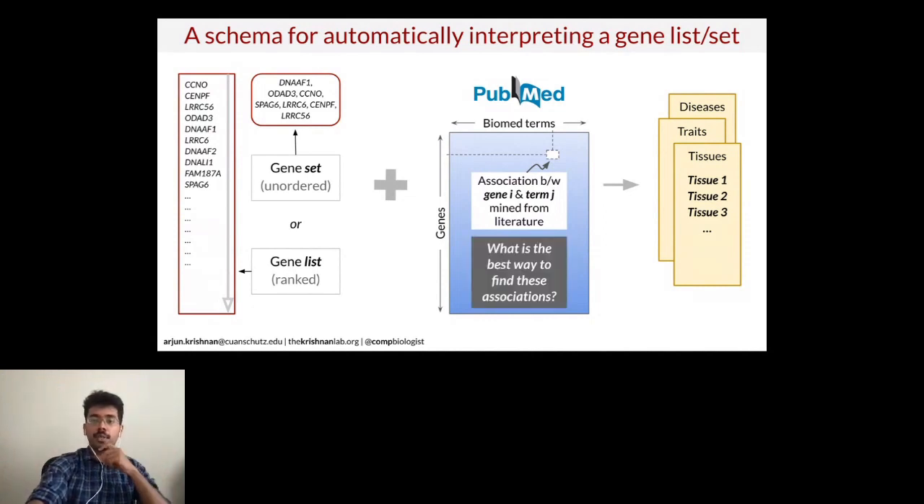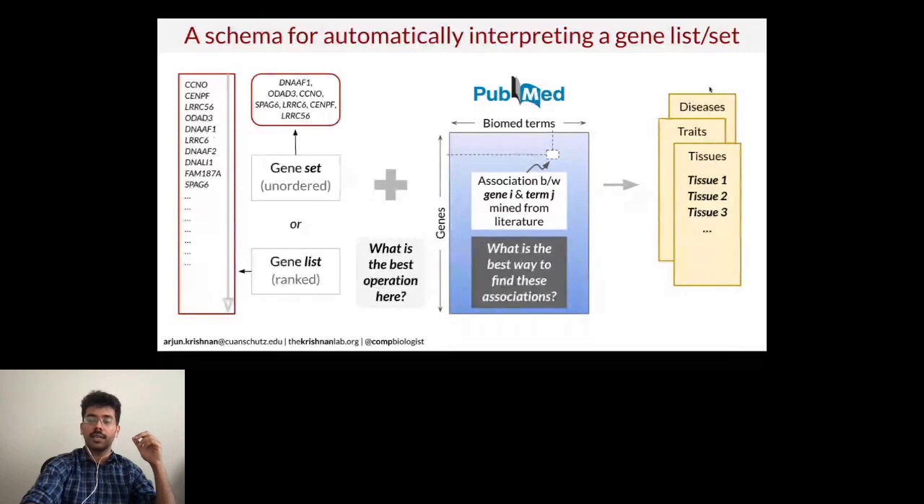So the question is, what is the best way to come up with these associations? And then what does this plus sign mean? What is the best operation here that combines this input gene list with this text mined association to get our prioritized terms? There are many ways of doing this.